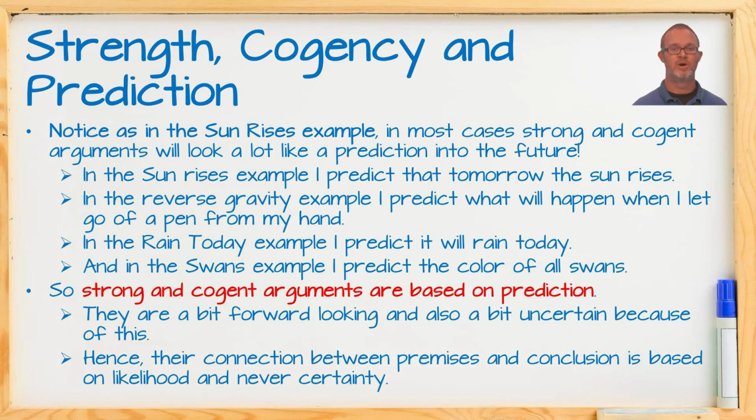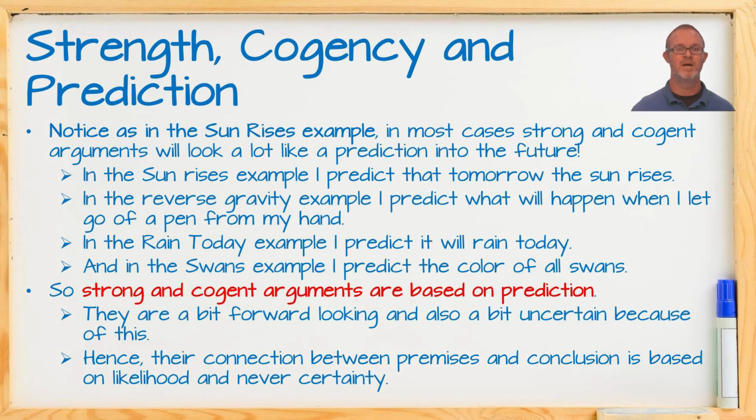The next to last point we'll be making here is about the idea of prediction. So we see that with cogent arguments and strong arguments comes the idea of prediction. In each of our examples so far, we've had a kind of prediction being made. And that's always the case with a strong or cogent argument: there is a kind of prediction being made in the conclusion. So for example, in the sun rises tomorrow and sets example, we have a prediction about what's going to happen tomorrow, namely that the sun is going to rise and set. In the reverse gravity example, of course, we have a prediction about what's going to happen if I let go of this pen from my hand.